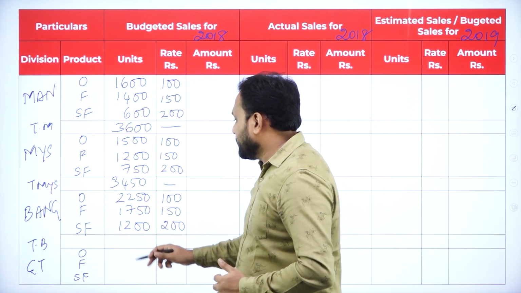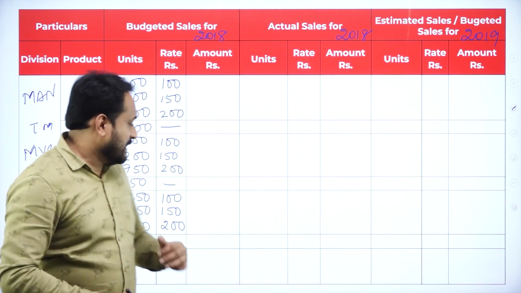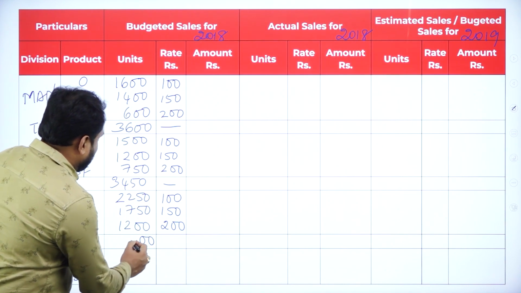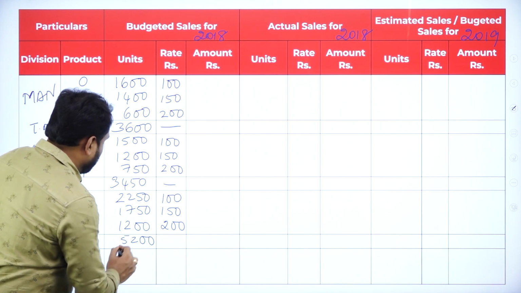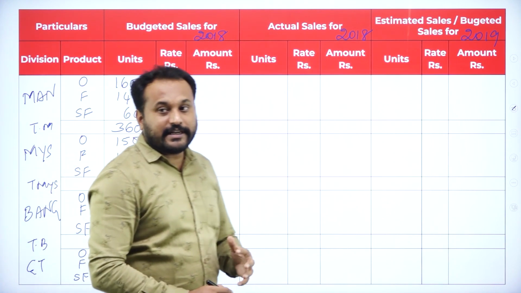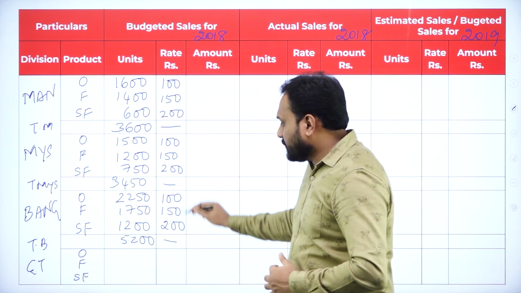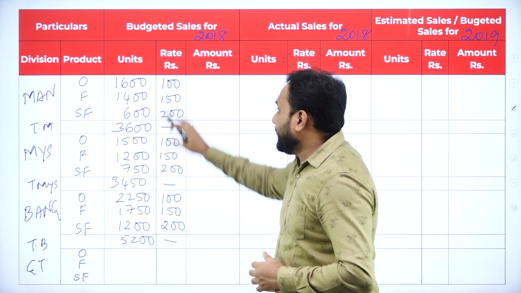Now 2,250, 1,750, and 1,200, if you go with it. Let me add this here. Here you have zeros, then 3, 10, 2, 1 carry, then 1, 2, 3, 4, 5. 5,200 is what you will get here. You're not supposed to add the rate column. Now our budgeted sales unit and rate is done.